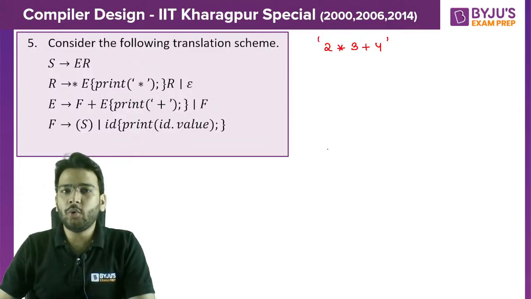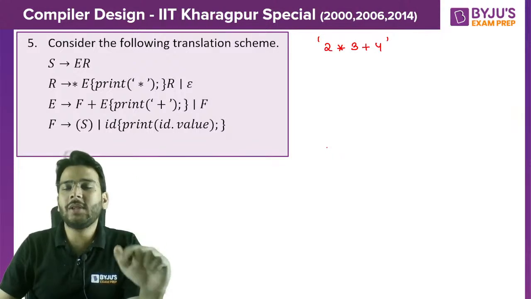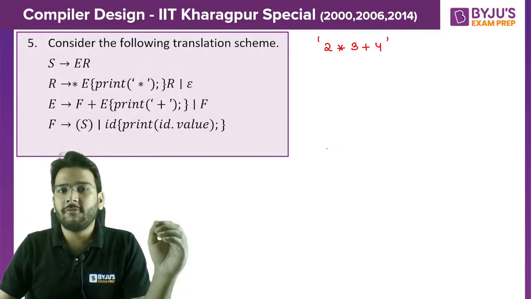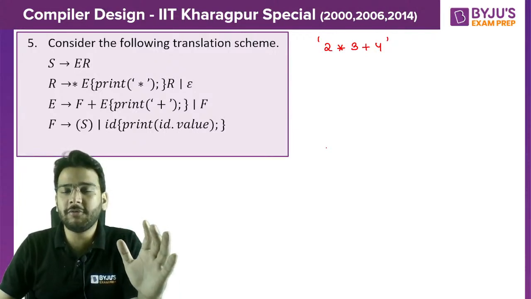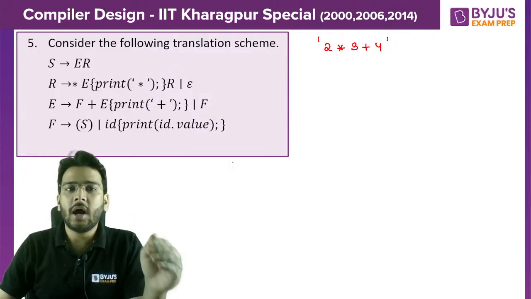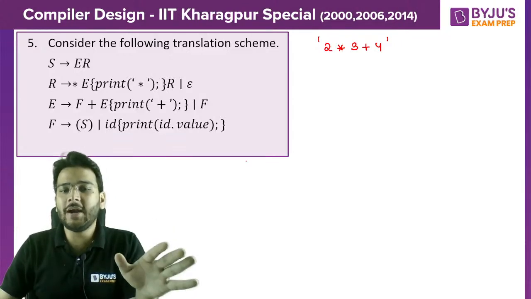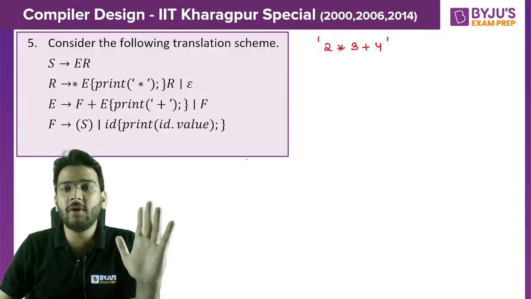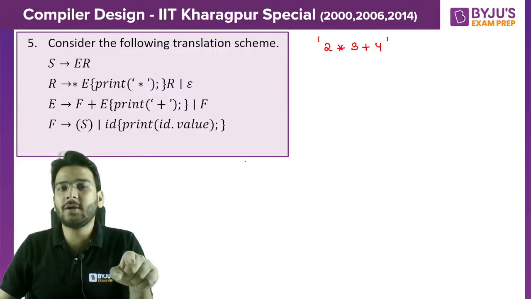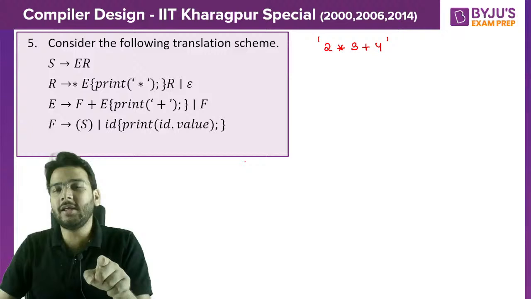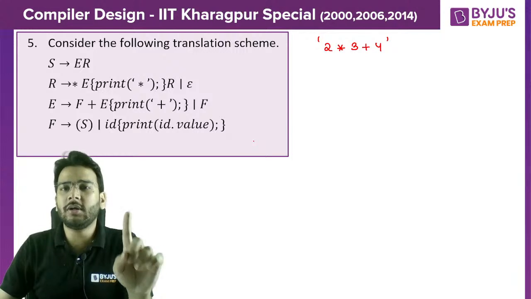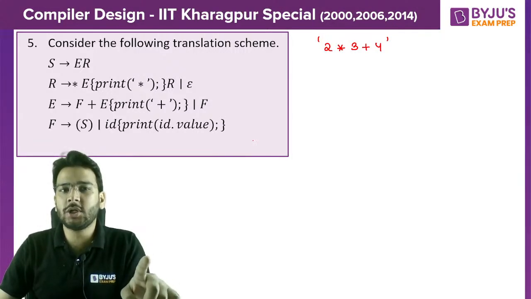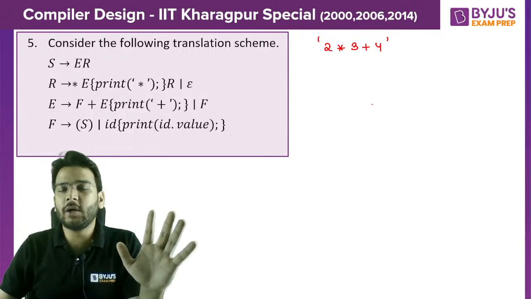Now, what to do? First, you have to identify whether it is L attributed or S attributed. If you carefully observe this SDT, you will find that this is an L attributed definition. How can you say so? Because in case of L attributed, your translations can be present anywhere on the RHS. But if you talk about S attributed, the translations will be present only at the end of the RHS. So this is L attributed. If it is L attributed, definitely you can perform L attributed evaluation only, and with that you can find the answer quickly.